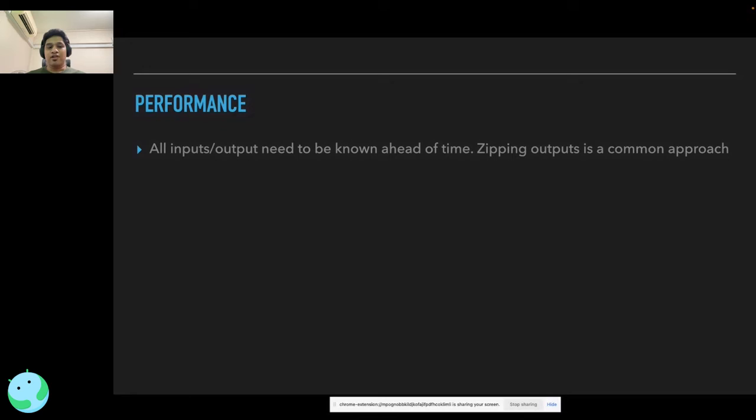And because of this, all the inputs and outputs need to be known ahead of time. That means zipping outputs is a common approach. So I cannot simply generate a file with a random name. I need to know the file name in advance. This is a challenge, right? So what if a Dagger component is generated, like DaggerAppComponent.java, but I don't know the app component in advance. So I also can't read the file. So this has been a challenge, and zipping outputs is a common approach.